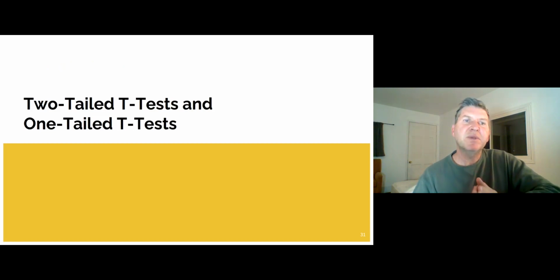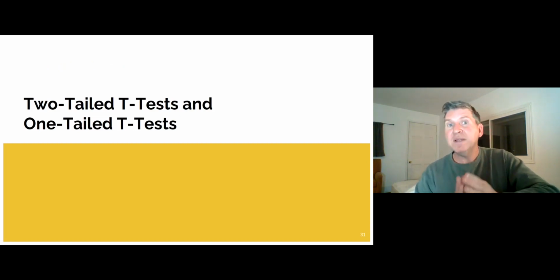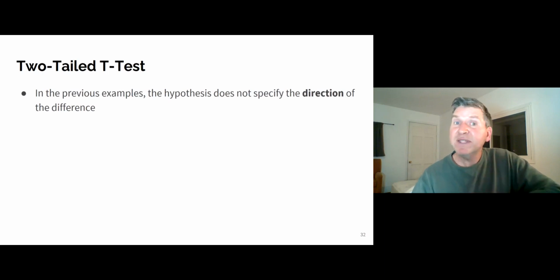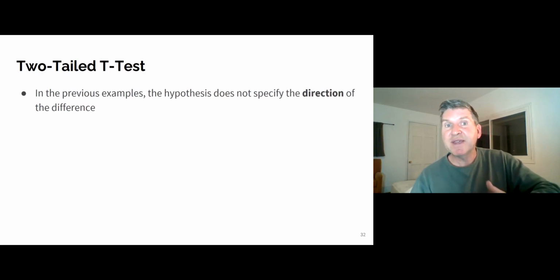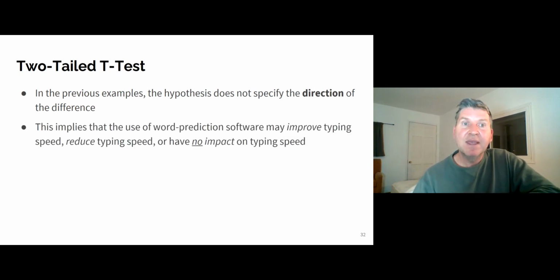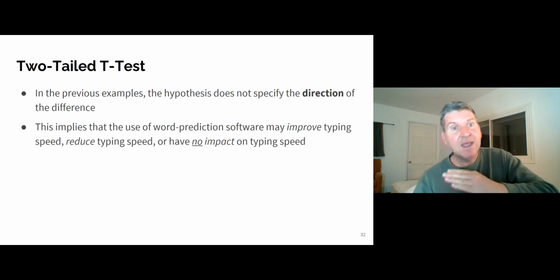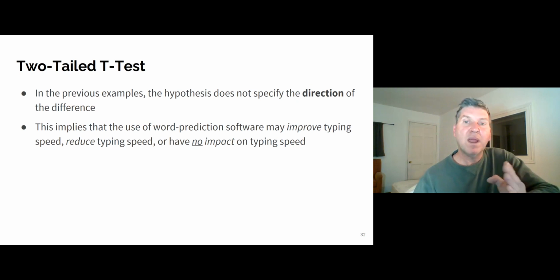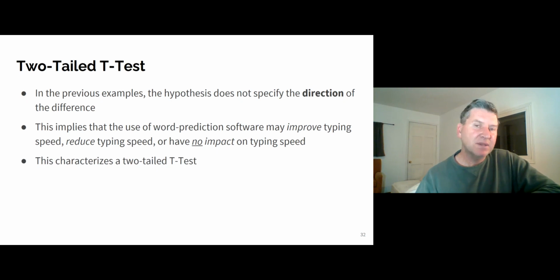So let's talk about the difference between two-tailed t-tests and one-tailed t-tests. So in the previous examples, the hypothesis doesn't specify the direction of the difference. Remember what our null hypothesis was. So this implies that the use of word prediction software may improve typing speed, it may reduce typing speed, or have no impact. So we have three possibilities, but we haven't specified that the word prediction software may improve it or it might actually harm our results. This characterizes a two-tailed t-test.